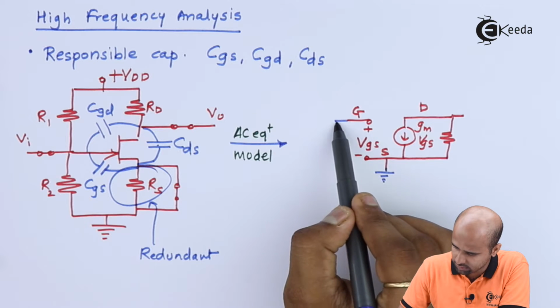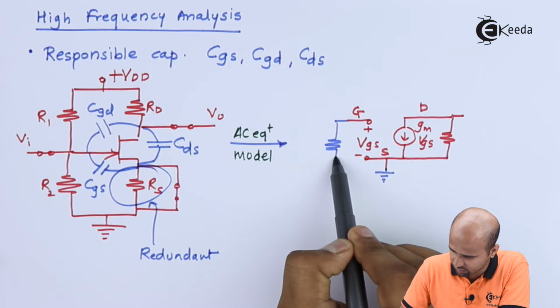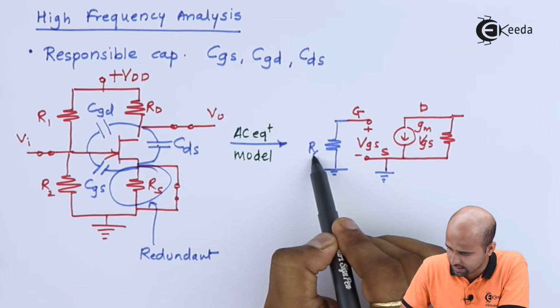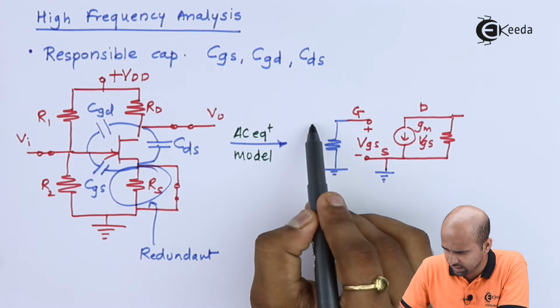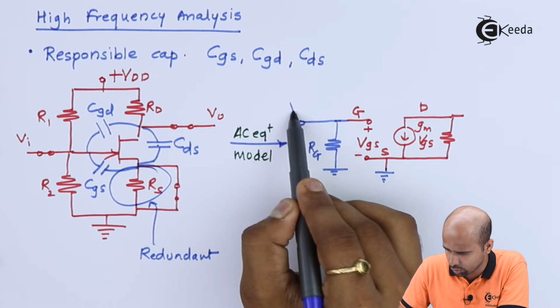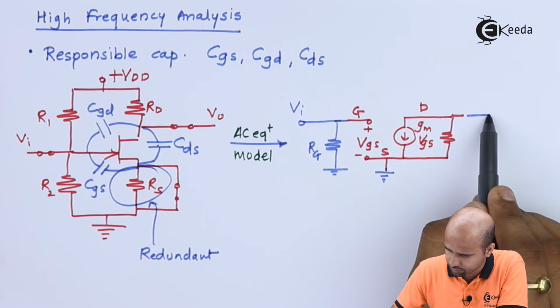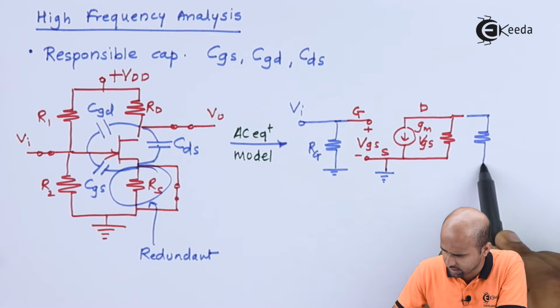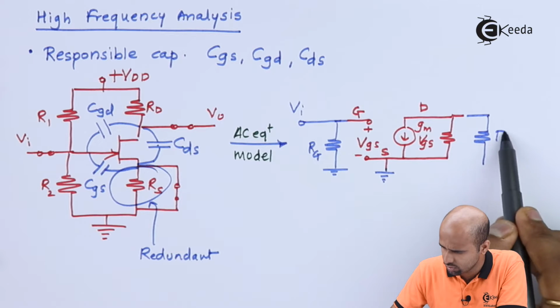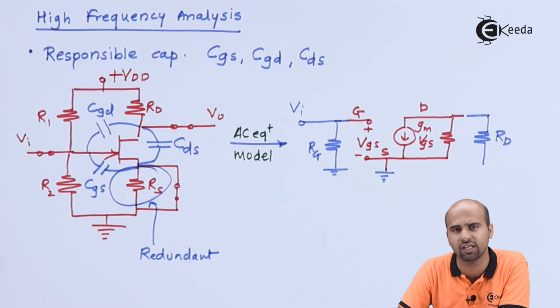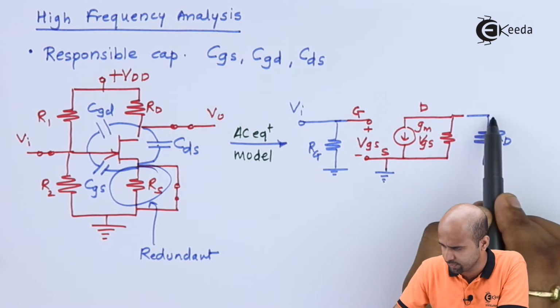Input is connected with parallel combination of R1 and R2. I will treat this as RG, and here we will be getting the value of Vi. Similarly, at the output side, we are having only one resistance till now, that is RD. If load resistance is available, I will place RD in parallel with load resistance.